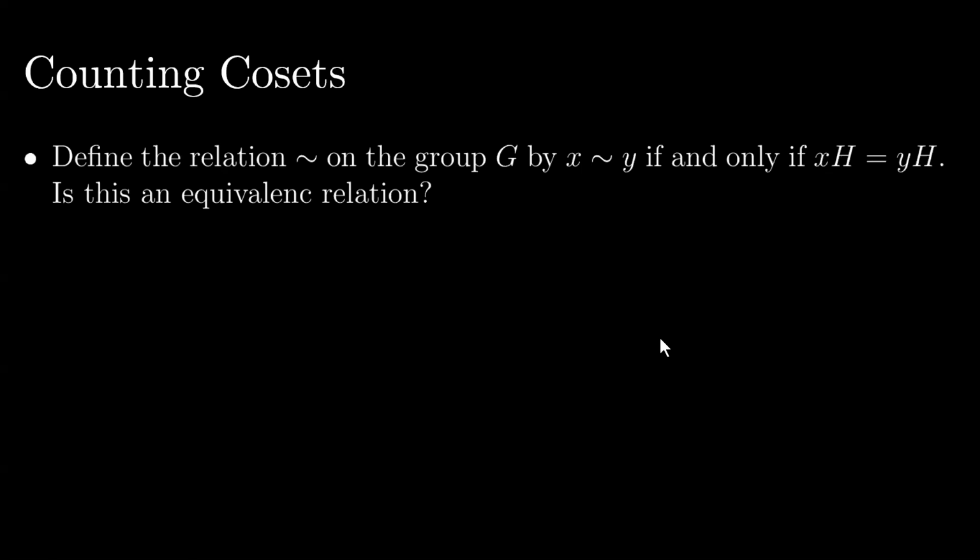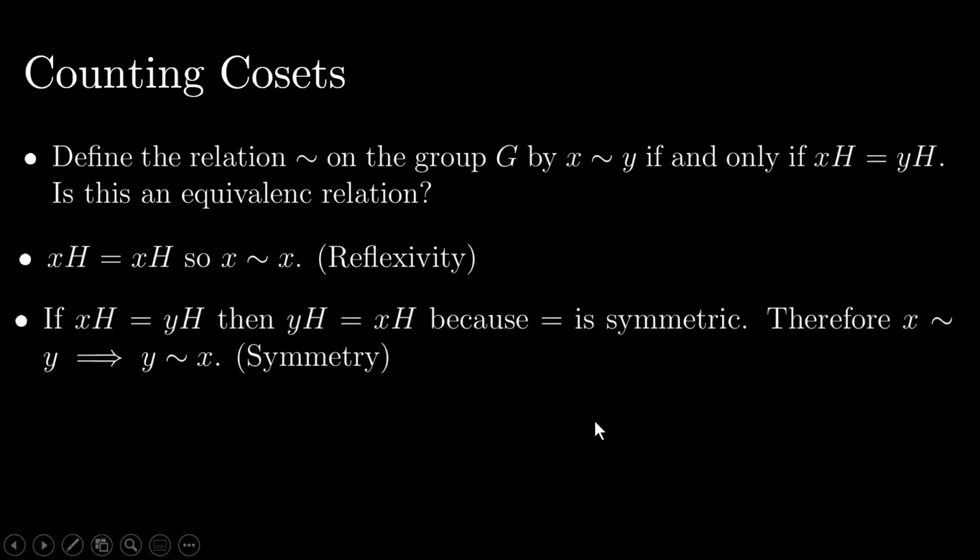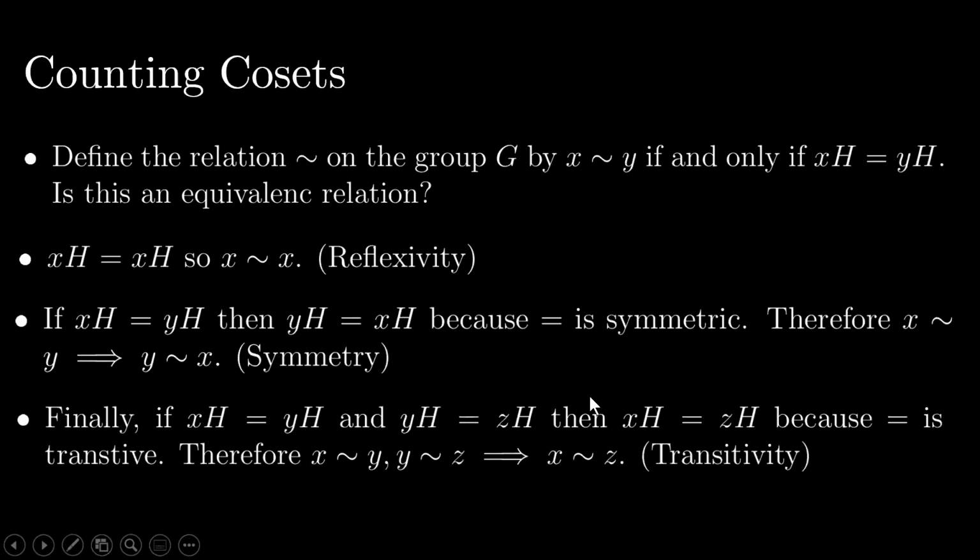Furthermore, if we define an equivalence relation on elements of G by them being equivalent if and only if their cosets are the same, this is an equivalence relation, right? It's an equivalence relation because it's based on equality. So this is reflexivity based on the reflexivity of equality, symmetry based on the symmetry of equality, and transitivity based on the transitivity of equality, right? This is an equivalence relation.